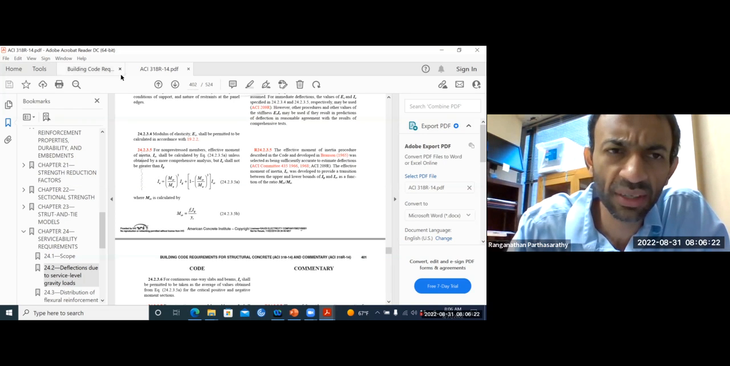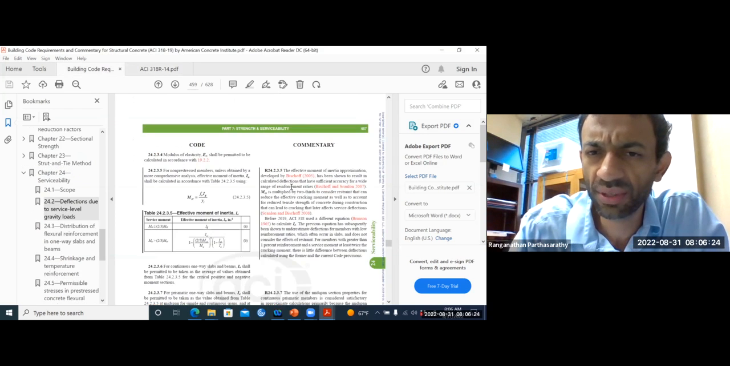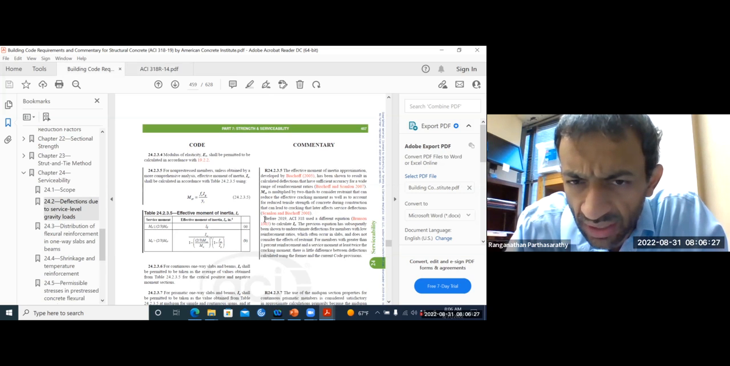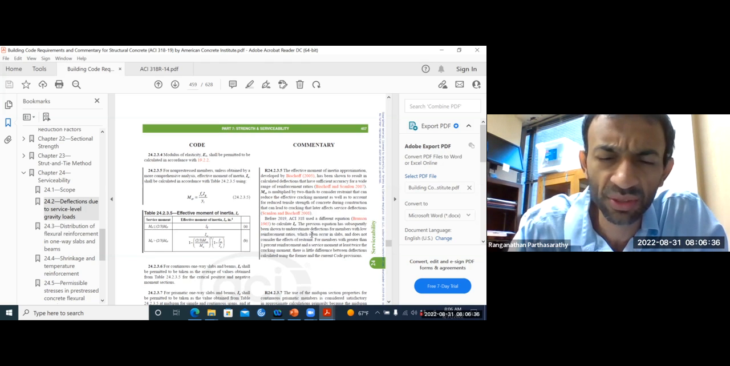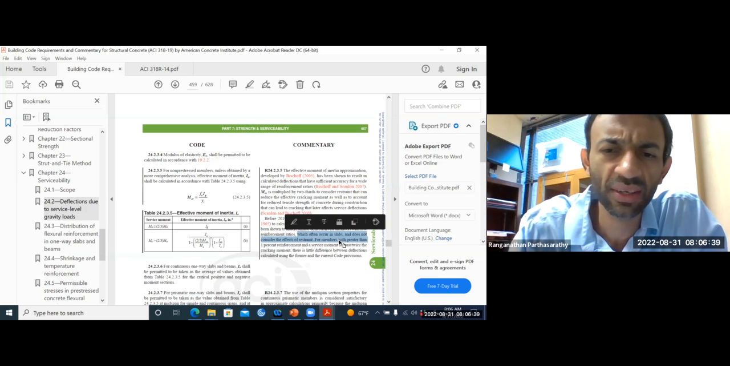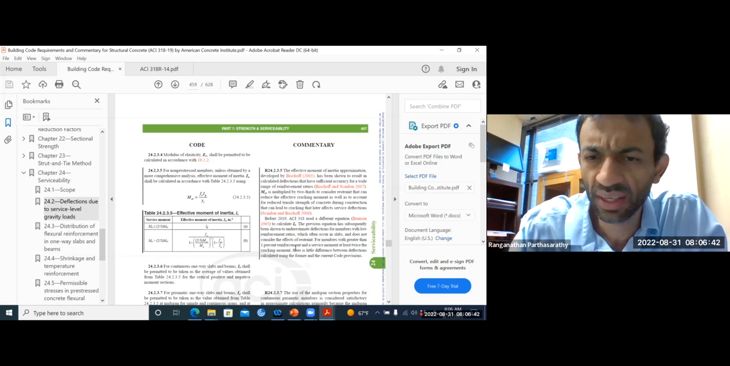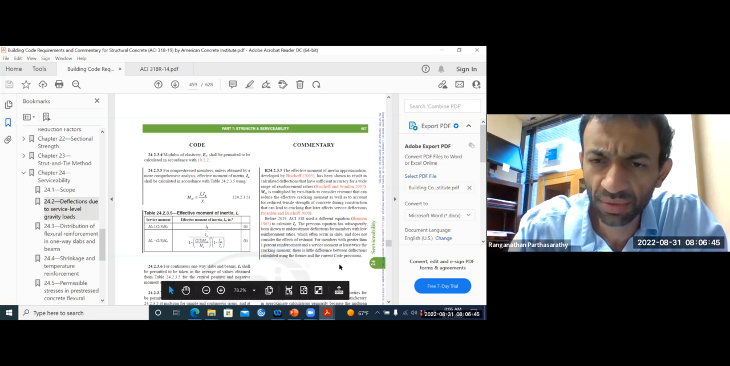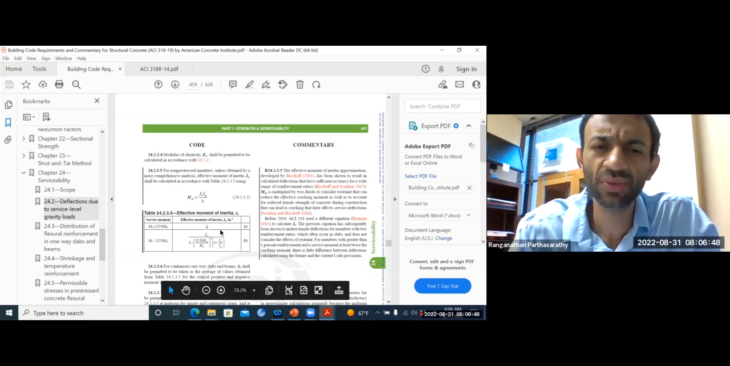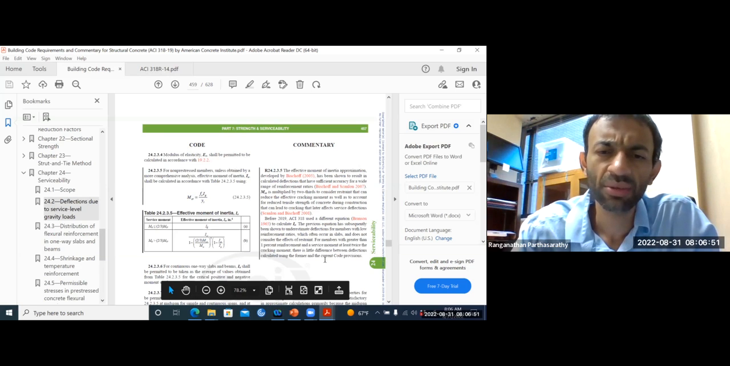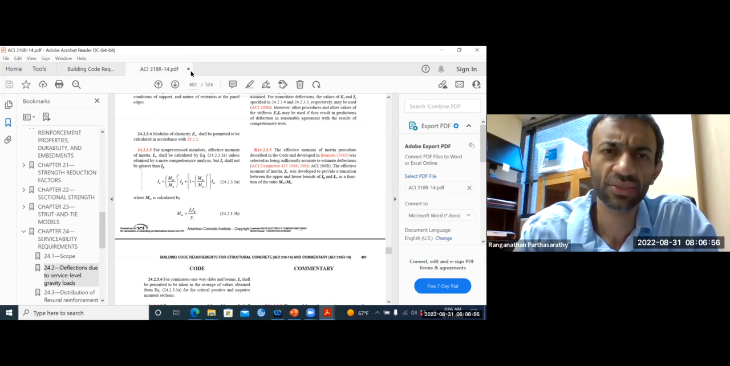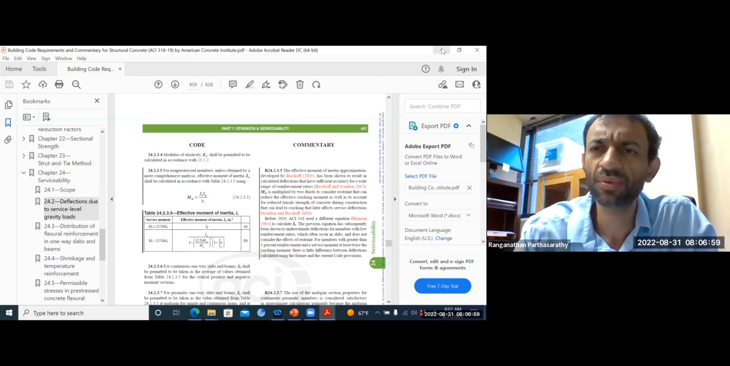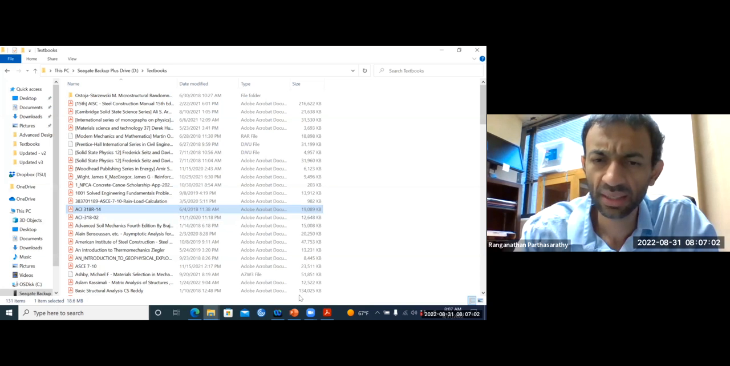But in the code, it's always important to read the clause. You can read here, before 2019, ACI 318 used a different equation, but that was shown to underestimate deflections for members with low reinforcement ratios and doesn't consider the effects of restraint. If you have larger reinforcement ratios, you will not get much difference in your answer. But for low reinforcement ratios, this formula is underestimating your deflection. That's why they gave an improved formula. Okay, let's get back.